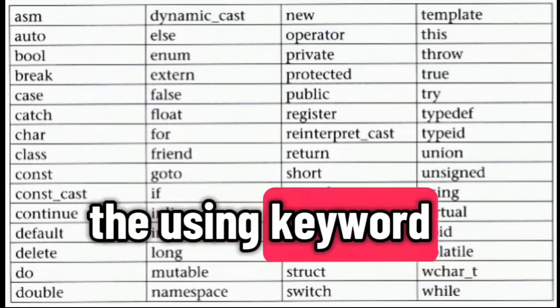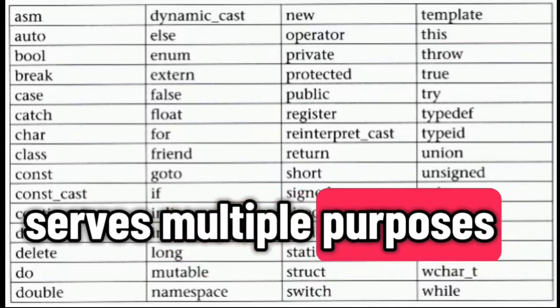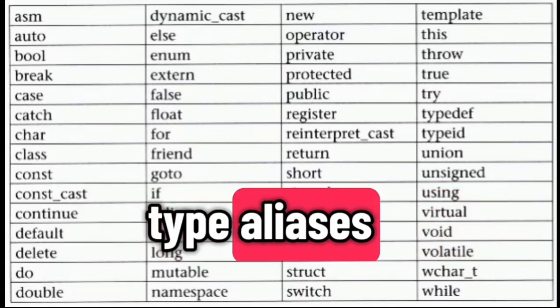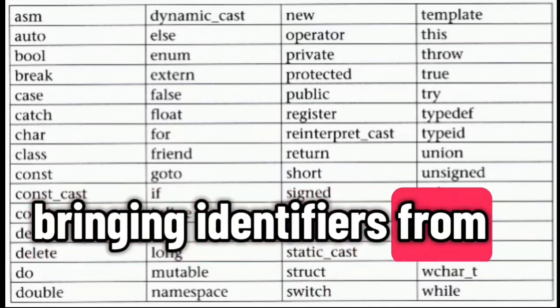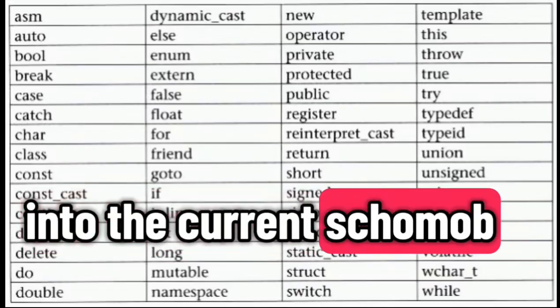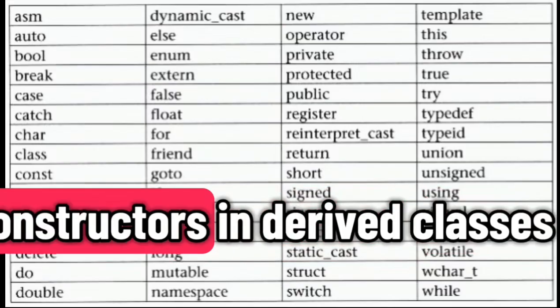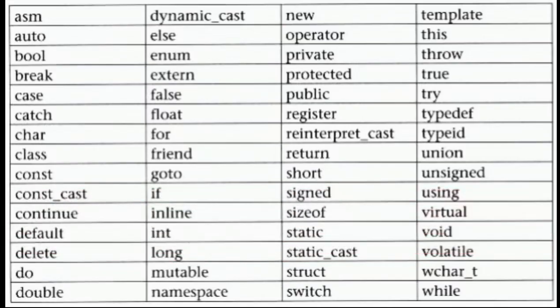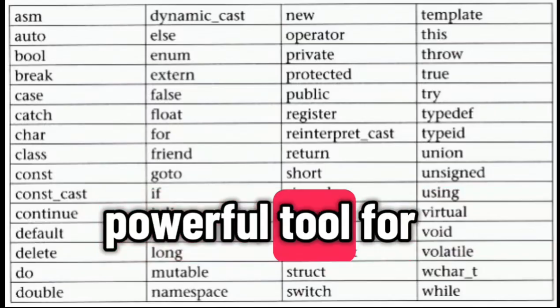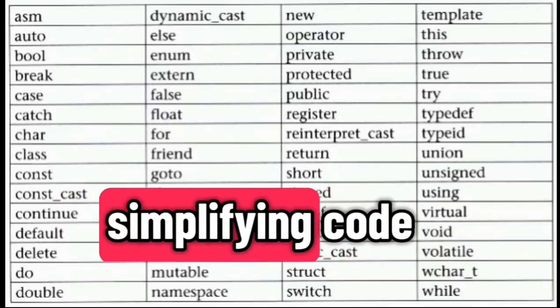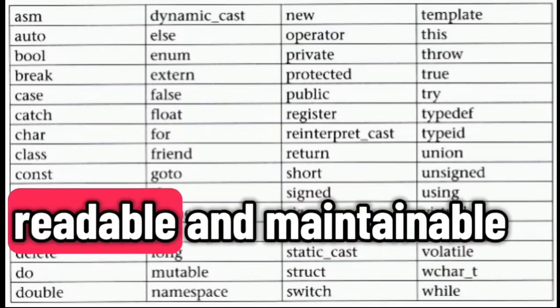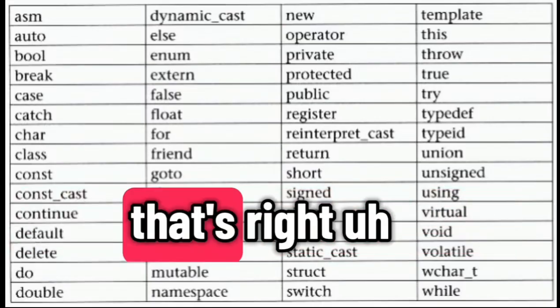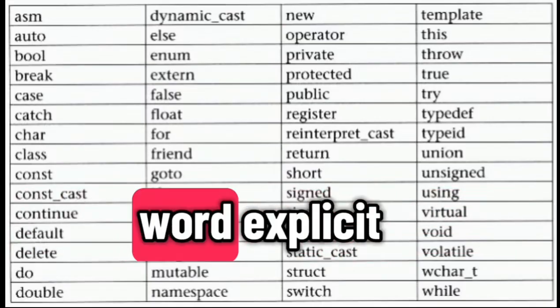The using keyword serves multiple purposes. It's used for type aliases, bringing identifiers from a namespace into the current scope, and for inheriting constructors in derived classes. Essentially, it's a powerful tool for managing names and simplifying code, making it more readable and maintainable. That's right. How about the word explicit?